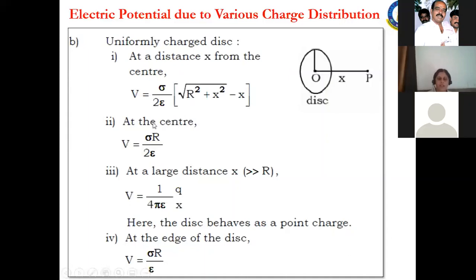Then at the center, this reduces to sigma R by 2 epsilon naught. At a large distance, means if we take a point at a large distance away from the disk, for values x much greater than R, we can simplify it as 1 by 4 pi epsilon naught Q by X. So what happens in this case? Here the disk behaves as a point charge. So again you are getting the same formula for the potential, right? The entire disk behaves as a point charge.